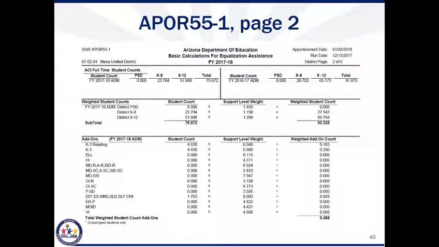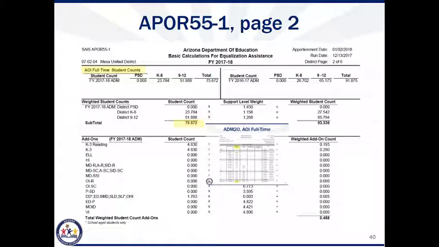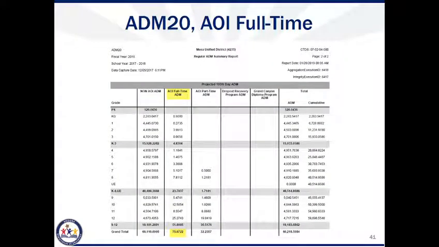Same situation, here's the APOR 55-1. This is for AOI full-time students that this school has. The student count for the AOI full-time students shows 75.672. If we were to look at the ADM 20 for this school, 75.672. Where are we getting that number from? If I were to drill down from the ADM 20 and go backwards to the ADM 15, filter for just online students that have an FTE value of 1, I would see that the summed column for membership days would also sum to 75.6722.